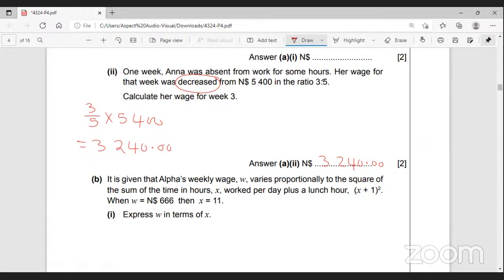So it says 1 week Anna was absent from work for some hours, and her wage for that week was decreased from 5,400 in the ratio of that. Calculate her wage for week 3. Isn't that not week 3? Yes, so the week that you skip.